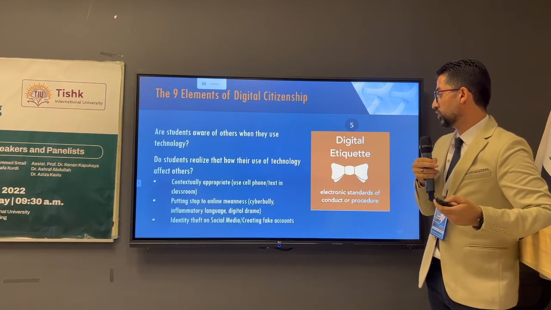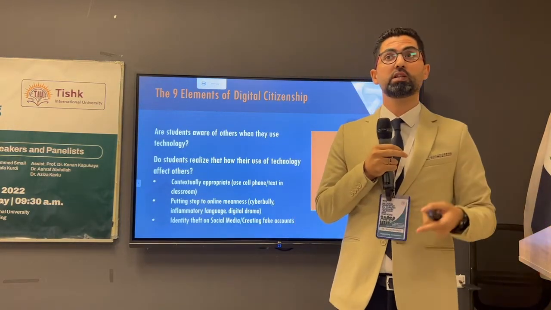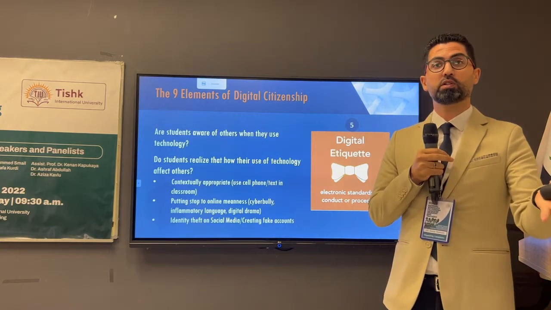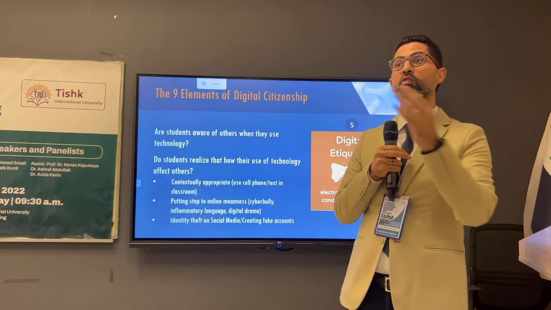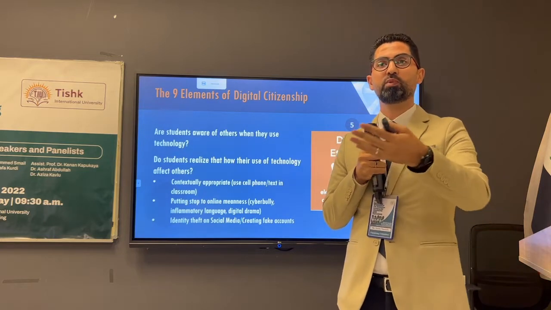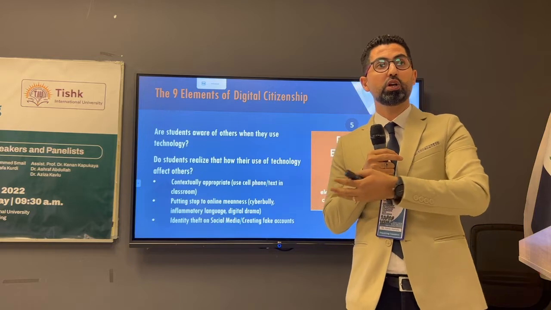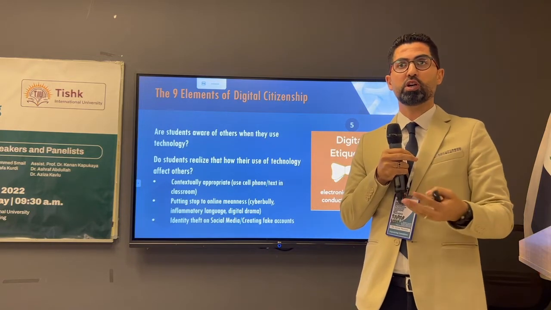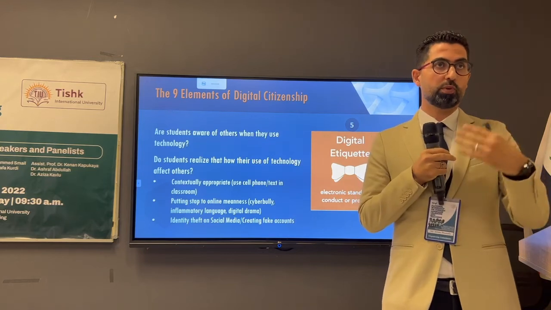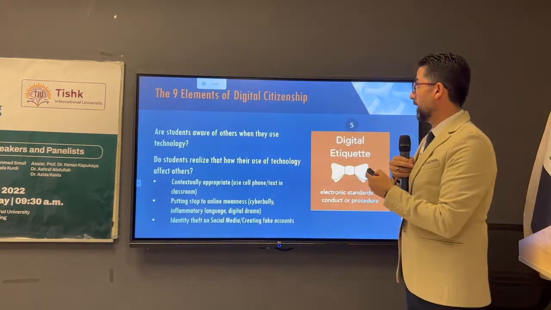Identity theft on social media, creating fake accounts. We've been experiencing this in our institutions. For example, accounts have been created on social media in the name of others without that person being aware of it, and posts have been posted on accounts in the name of that person. This is a big issue. Talking from our experience in our institution, this happens.